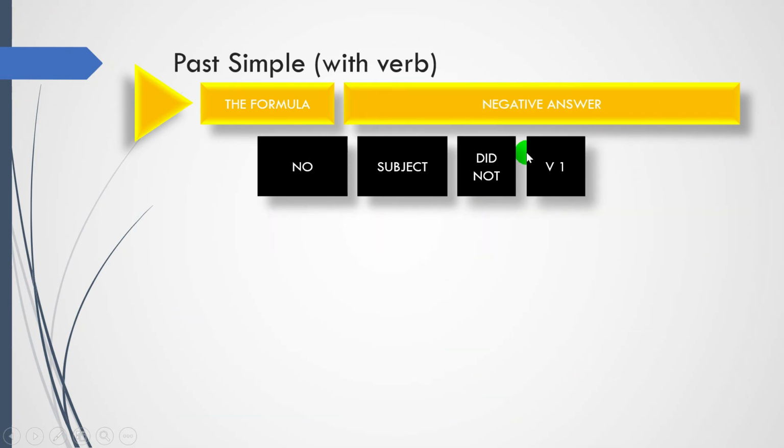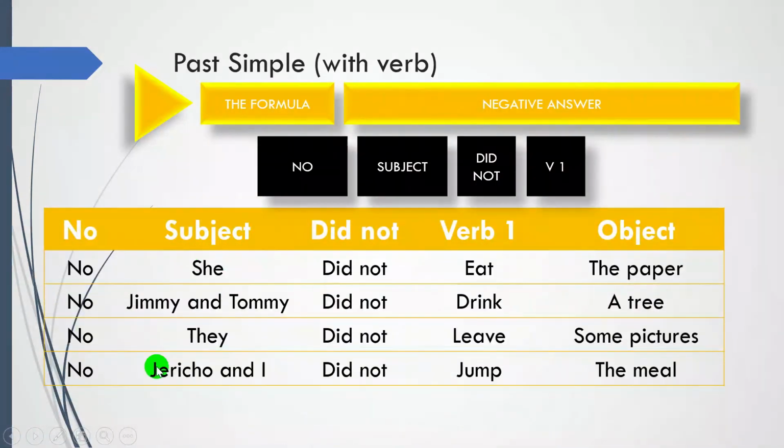Okay, how about the negative answer? So no, followed by the subject, "did not", verb 1. It means that this one belongs to the negative pattern. The same with this one.